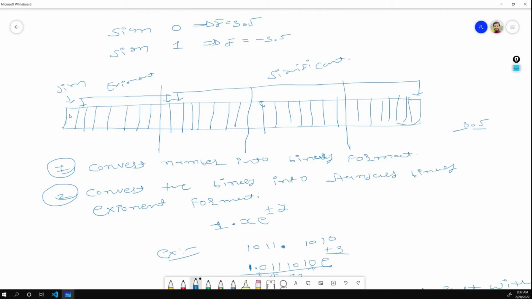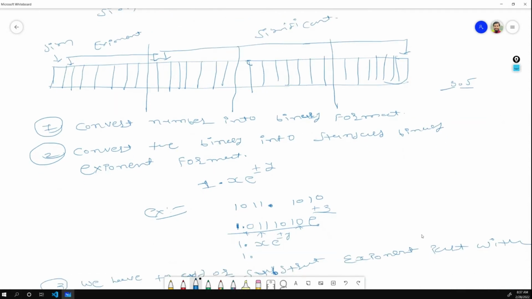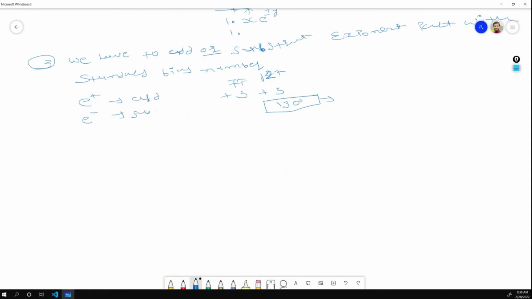The sign bit is 0 for a positive number and 1 for a negative number. The exponent part is coming from step 3. After that comes the significand, and the significand is my x value. In E raised to plus or minus y, we have to do addition and subtraction with the standard bias number. So whatever the x value is, I have to put it here, then the rest are zeros. We will see with an example. So this is my third step complete.